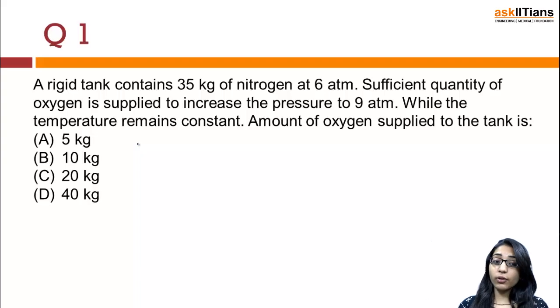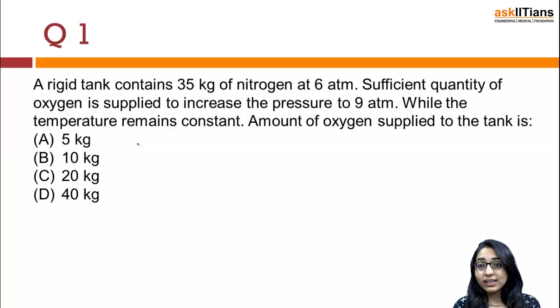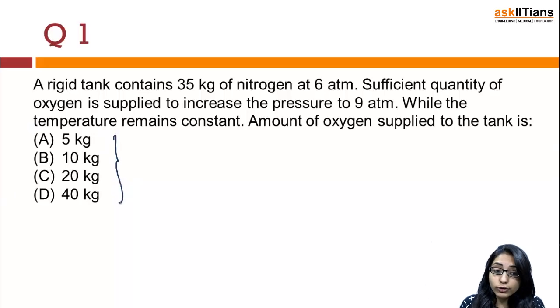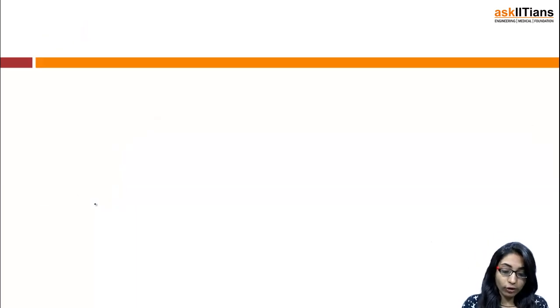Now, sufficient quantity of oxygen is supplied to increase the pressure to 9 atmosphere. That means now another kind of gas, oxygen, is being mixed with the already existing nitrogen in the container, so that the total pressure now goes to 9 atmosphere, while the temperature remains constant. So the amount of oxygen supplied to the gas is... Now we need to find out, from the 4 options, what is the amount of oxygen that has been supplied in the above condition so as to keep the temperature at a constant value.